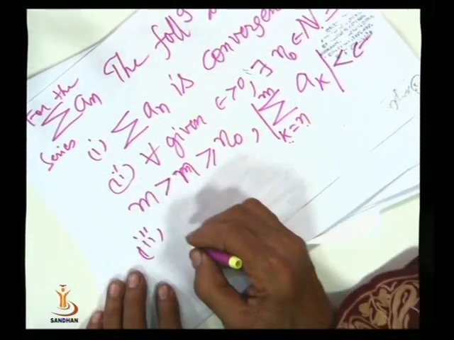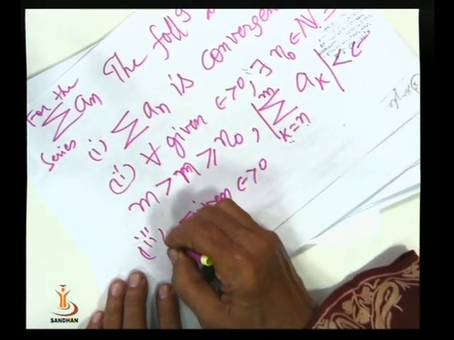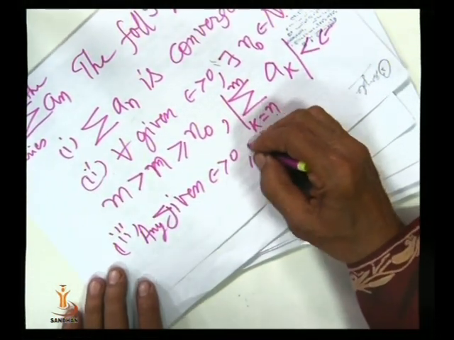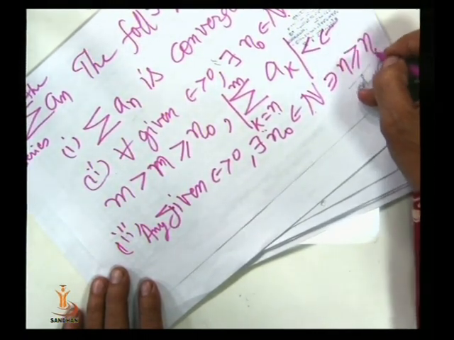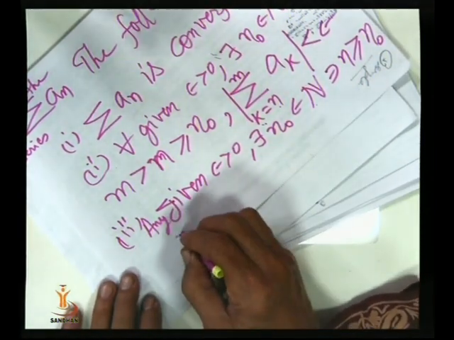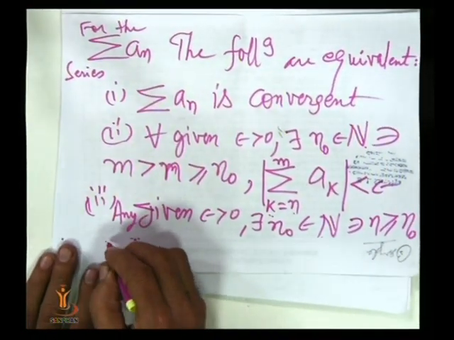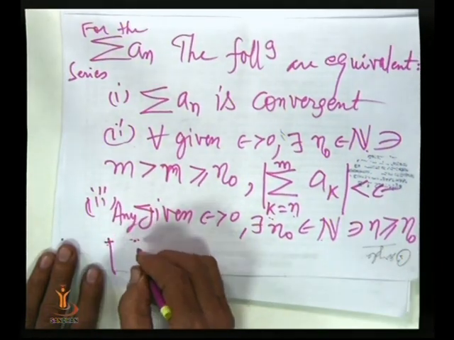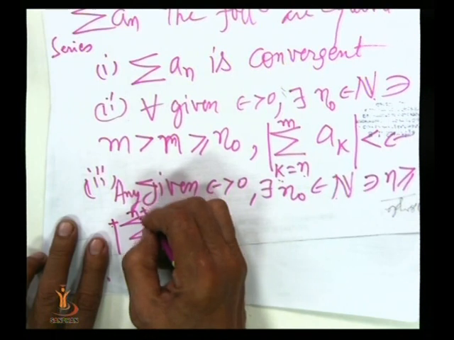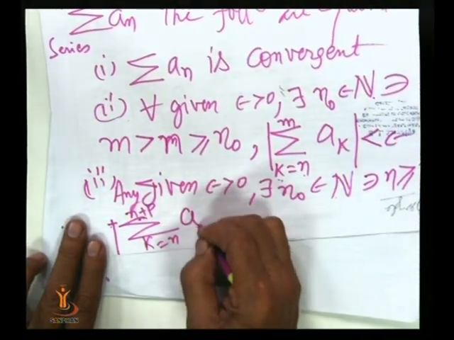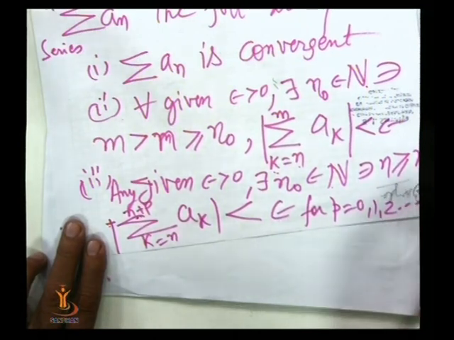And third, given any epsilon greater than 0, there exists n0 belongs to N such that whenever n is greater than or equal to n0, we have this difference, the sum of ak from k equals n to n plus p, the absolute value of this is less than epsilon for p equal to 0, 1, 2, and so on.